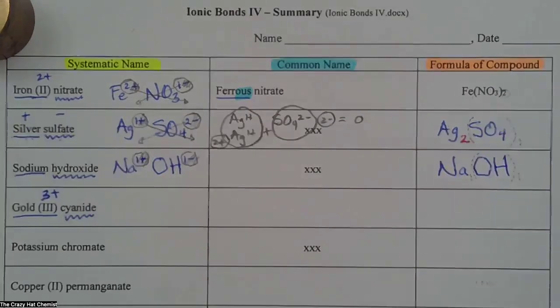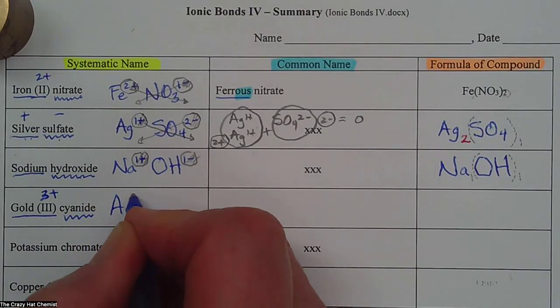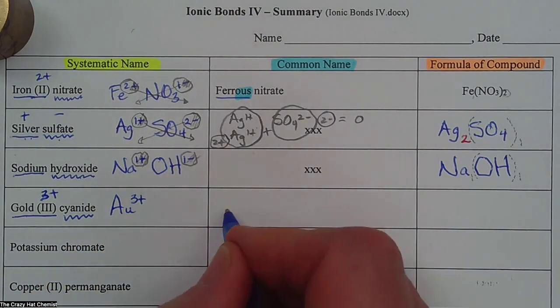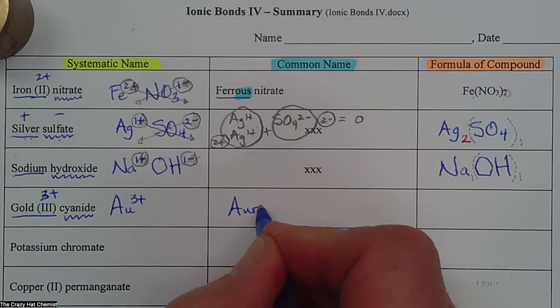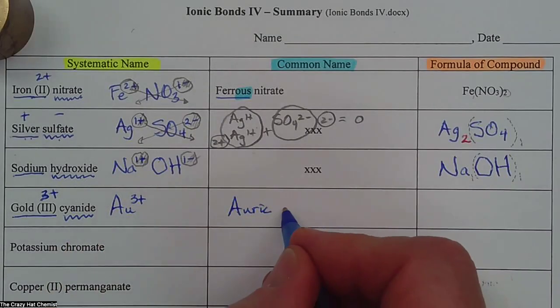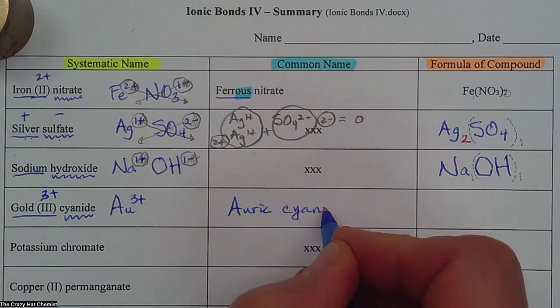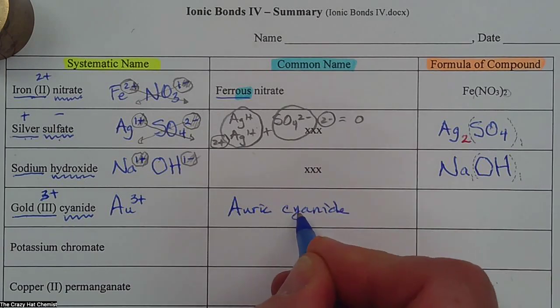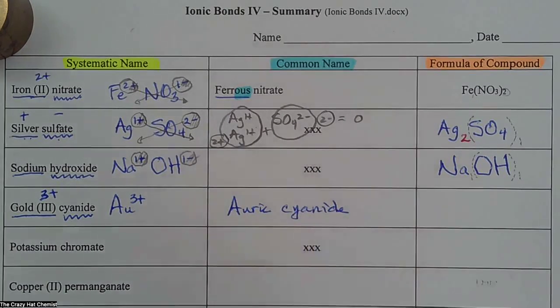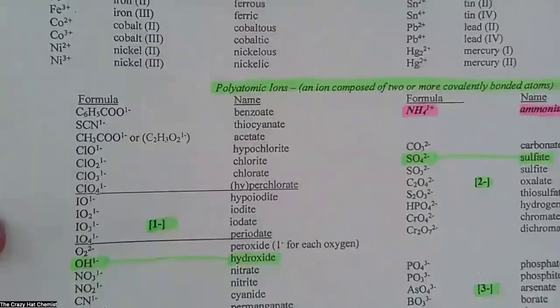So I'm going to write Au3 plus, and I'm going to write auric, and then also cyanide. So the common name for gold Roman numeral 3 cyanide is auric cyanide. All right, now I need to find cyanide. Cyanide is a polyatomic ion.